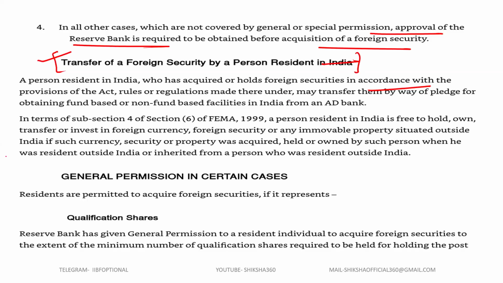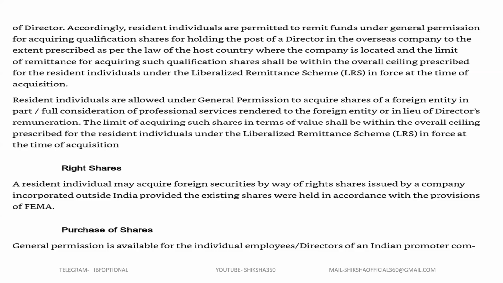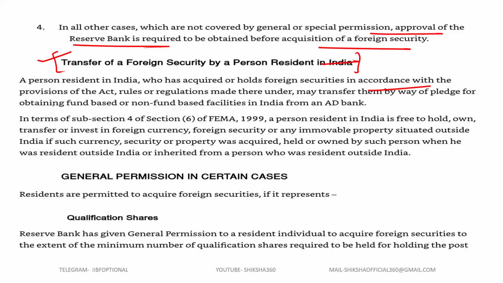Next one. Transfer of a foreign security by a person resident in India. Clear? So how can they do it? A person resident in India who holds or has acquired foreign securities in accordance with the provisions of the act, rules or regulations made thereunder, may transfer them. Clear? How may they transfer them? By way of pledge for obtaining fund-based or non-fund-based facilities in India from the authorized dealer bank. Clear? For obtaining the funds. That is, in simple language, we can say, for taking a loan.